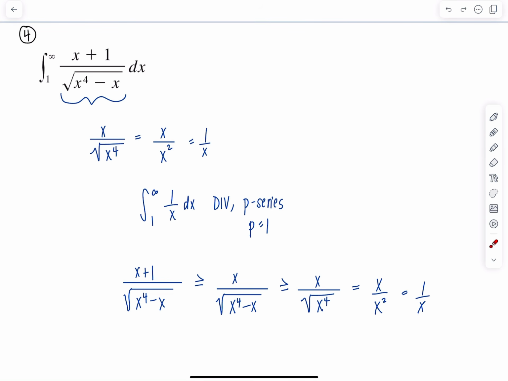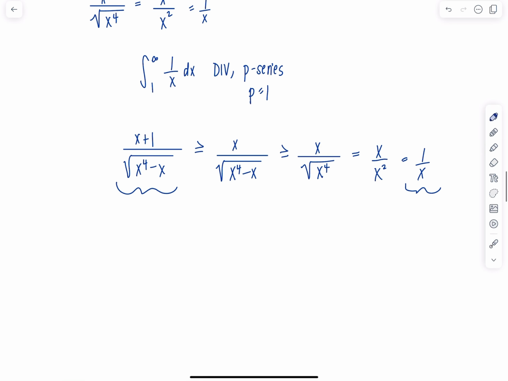Well, we showed what we needed to show, didn't we? Here's our function. It's greater than or equal to 1 over x. This improper integral diverges. Ergo, the improper integral from 1 to infinity of (x plus 1) over the square root of x to the fourth minus x, dx also diverges by comparison.